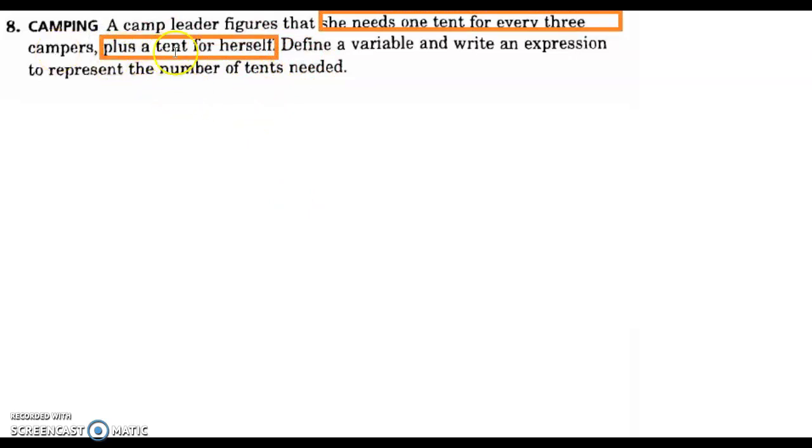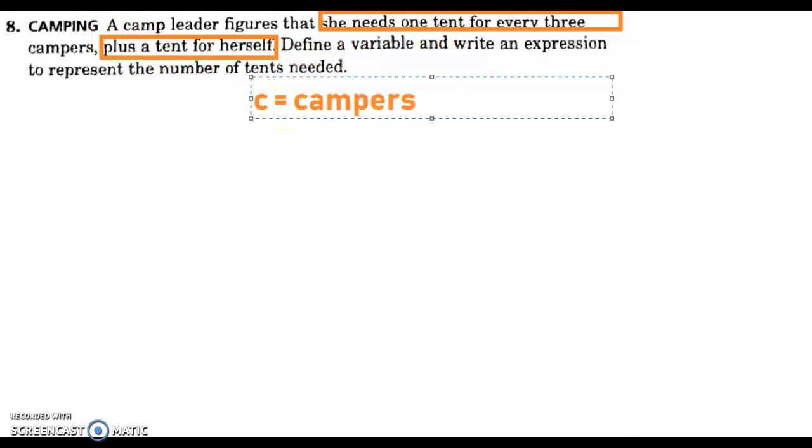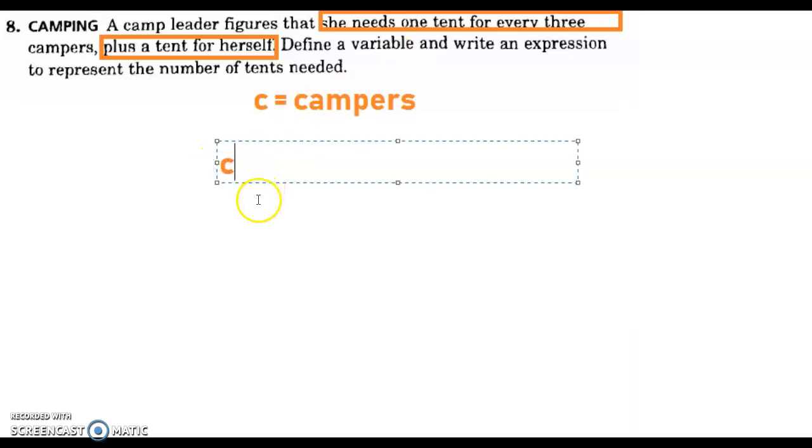So since our campers, that number is always going to change, and our tents are dependent on the campers, we're going to define our campers. Our campers, or C stands for campers. So if we have however many campers, right? It's going to be whatever it is, our campers. And how do I go from 3 to 1? What am I doing there? Well, I am dividing, aren't I?